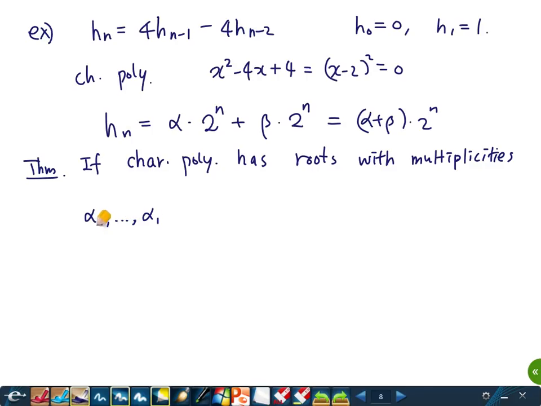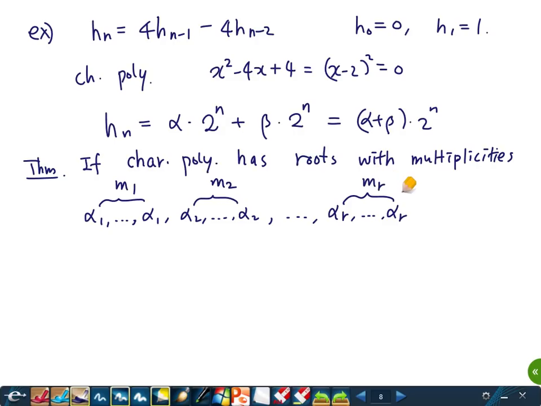So we have root alpha 1 of multiplicity m1. So for instance, here, 2 is a root with multiplicity 2. Then alpha 2, ..., alpha 2 with multiplicity m2. So we have r distinct roots, and their multiplicities are given as well: the multiplicity of alpha 1 is m1, the multiplicity of alpha 2 is m2, etc. If the multiplicities are all 1, then it reduces to the previous theorem.